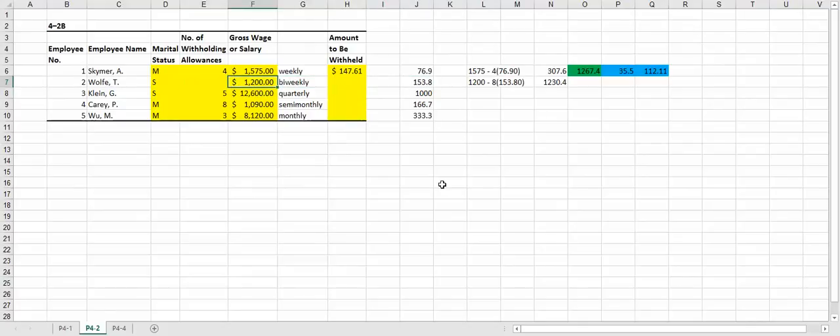He has no withholdings. Let's see, Thomas Wolf, no withholdings. So this one is actually fairly straightforward, which is really nice when this happens. So his taxable income is going to be the whole $1,200. So that makes it easier.